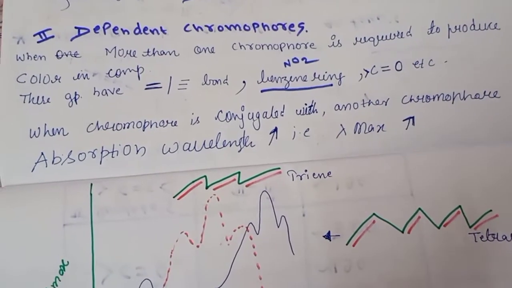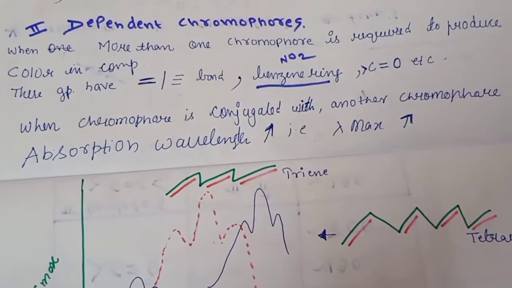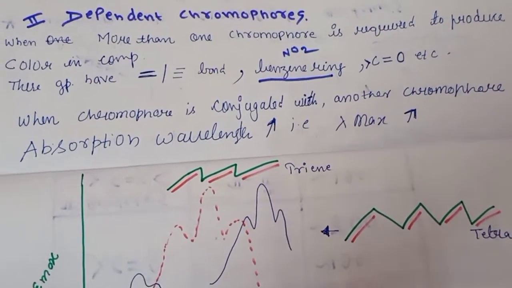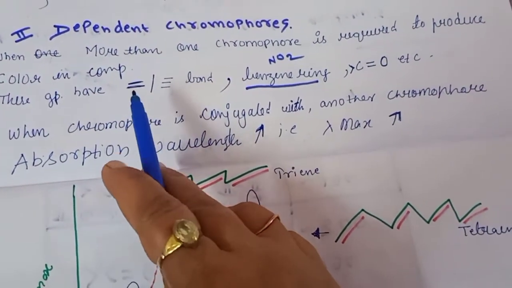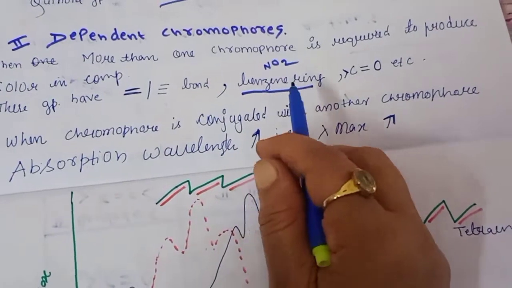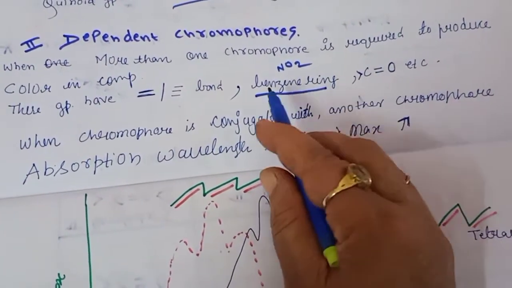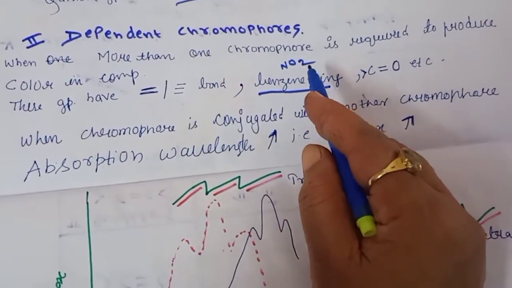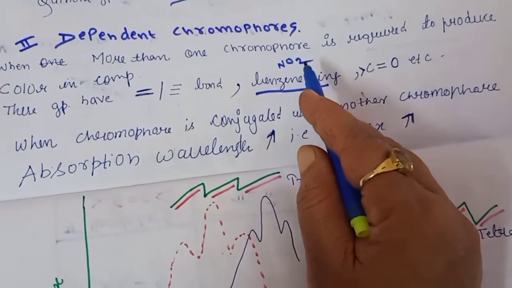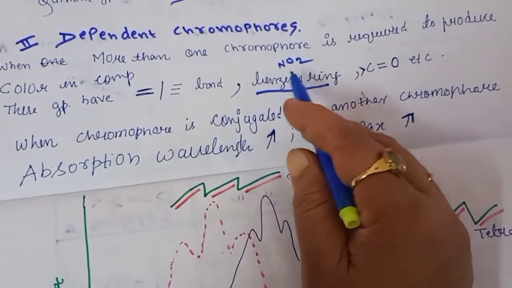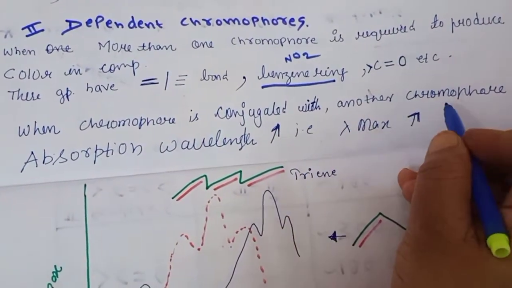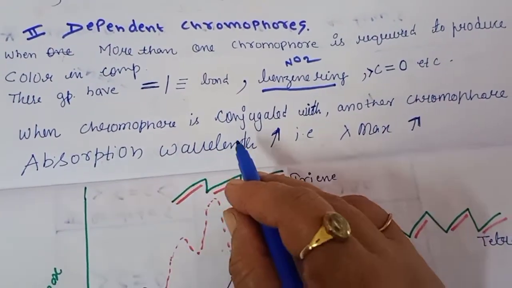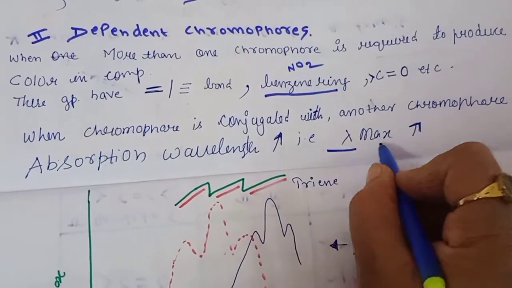Dependent chromophores. For these types of chromophores, more than one chromophore is required to produce the color in the compound. These groups are alkenes, alkynes, or the benzene ring, etc. As we know, the benzene ring alone cannot give the color, but if a nitro group is introduced, the compound can show the color, because this group will absorb the radiation. So when a chromophore is conjugated with another chromophore, the absorption wavelength increases, that is, the lambda max value increases.